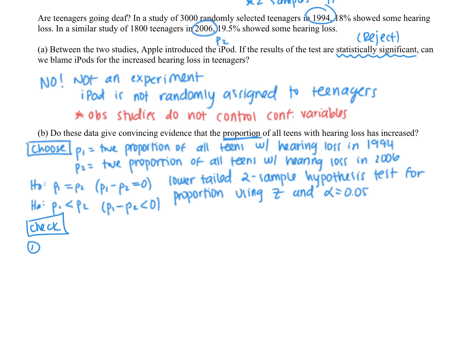The independence is not going to be stated, but we just need to ask ourselves, is there reason to believe these 3,000 teenagers in 1994 had any effect on the 1,800 teenagers in 2006? Probably not. So we are going to say the samples are random and independent, and that is stated.